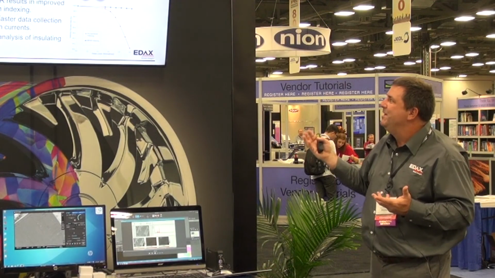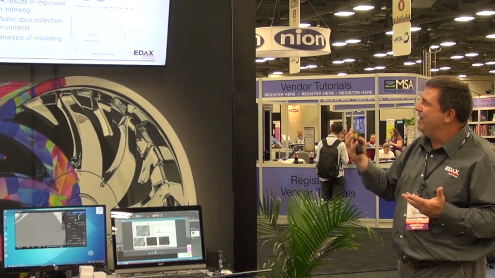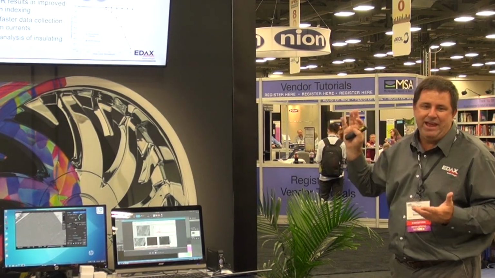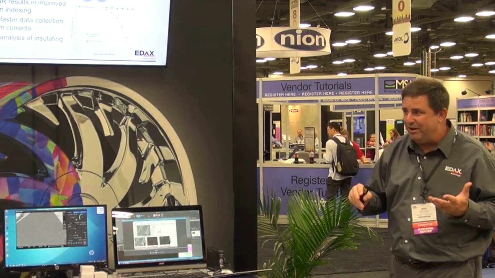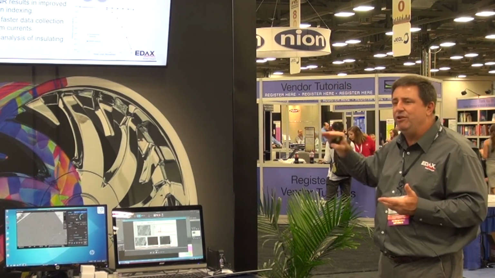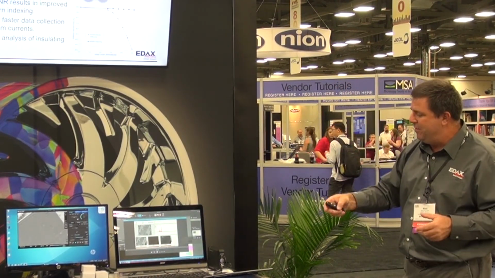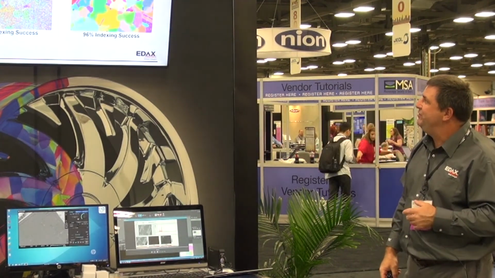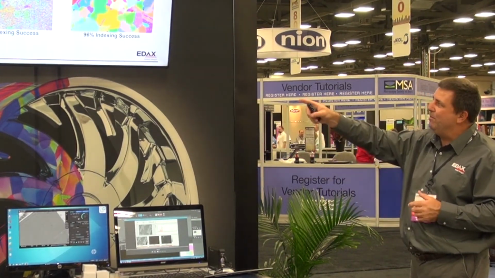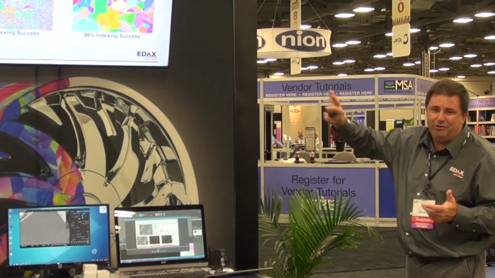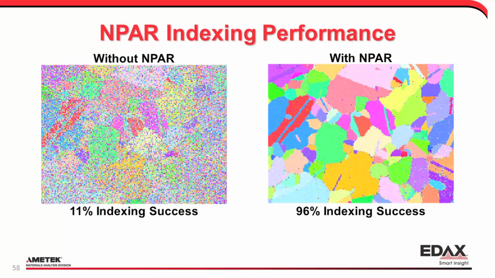What does that mean? It means we can collect data faster at lower beam currents. And it's good for things like insulating materials or beam sensitive materials. This approach allows us to still get good performance without having to sacrifice on the collection. So this is just an example. This is without NPAR, 11% success, very speckled. Generally when you see speckling in EBSD maps, it's bad. On the right, it jumps up to about 96%.